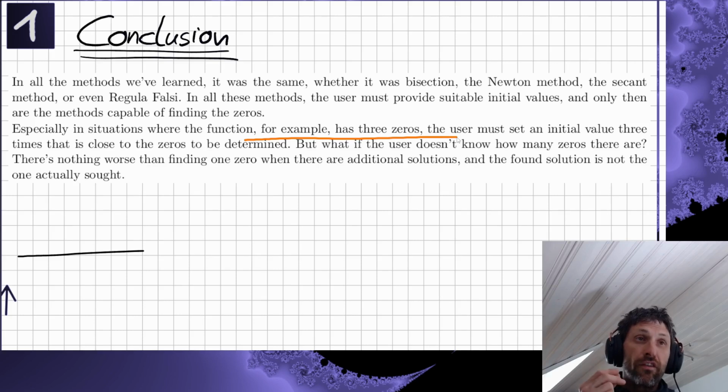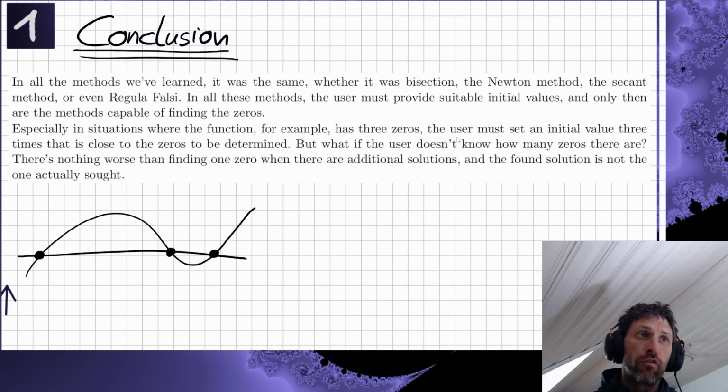If you have a function, you are looking for the root. Maybe there are several roots, but only one of them is the one you are really looking for. Then maybe with an initial value not appropriate to the solution you want to find, you will find a nonsense solution which you are not looking for. So this is a bad situation.